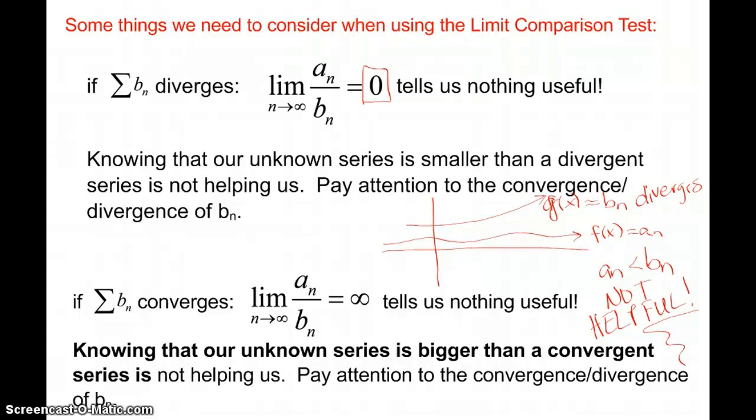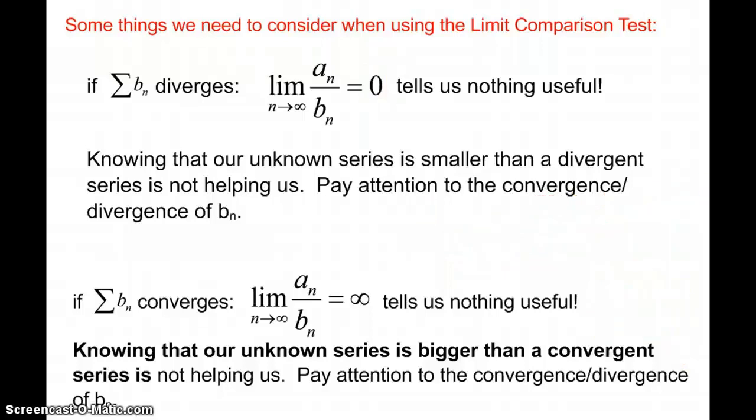All right? So getting a result of 0 out of that limit is only helpful if your denominator converges, because that says your unknown series is smaller than a convergent series. That's helpful information. In the same way, if we get infinity out of that limit, and our known series in the denominator converges, this is not a useful result. This tells us that our unknown series is bigger than some convergent series. It's just the opposite of what we saw a while ago.